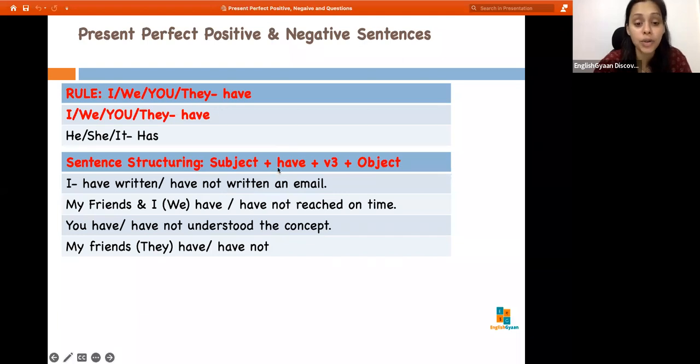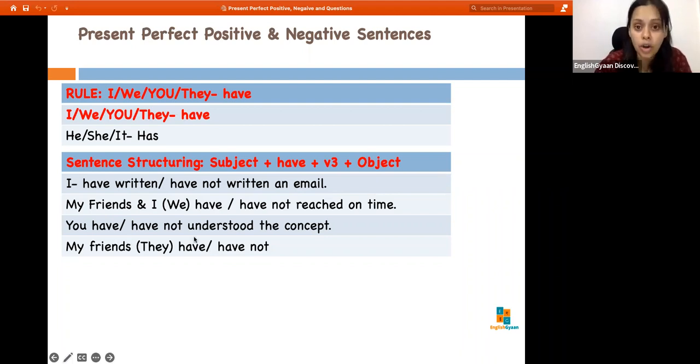And have you will use when your subjects are I, we, you, they. For example, I have written an email. मैं एक email लिख चुकी हूँ. I have not written an email. मैं email नहीं लिख चुकी हूँ. My friends and I. Now see, we मतलब मेरे दोस्त और मैं. I'm including myself. We, हम. We have reached on time or we have not reached on time. हम time पे पहुंच चुके हैं, हम time पे पहुंच नहीं चुके हैं.